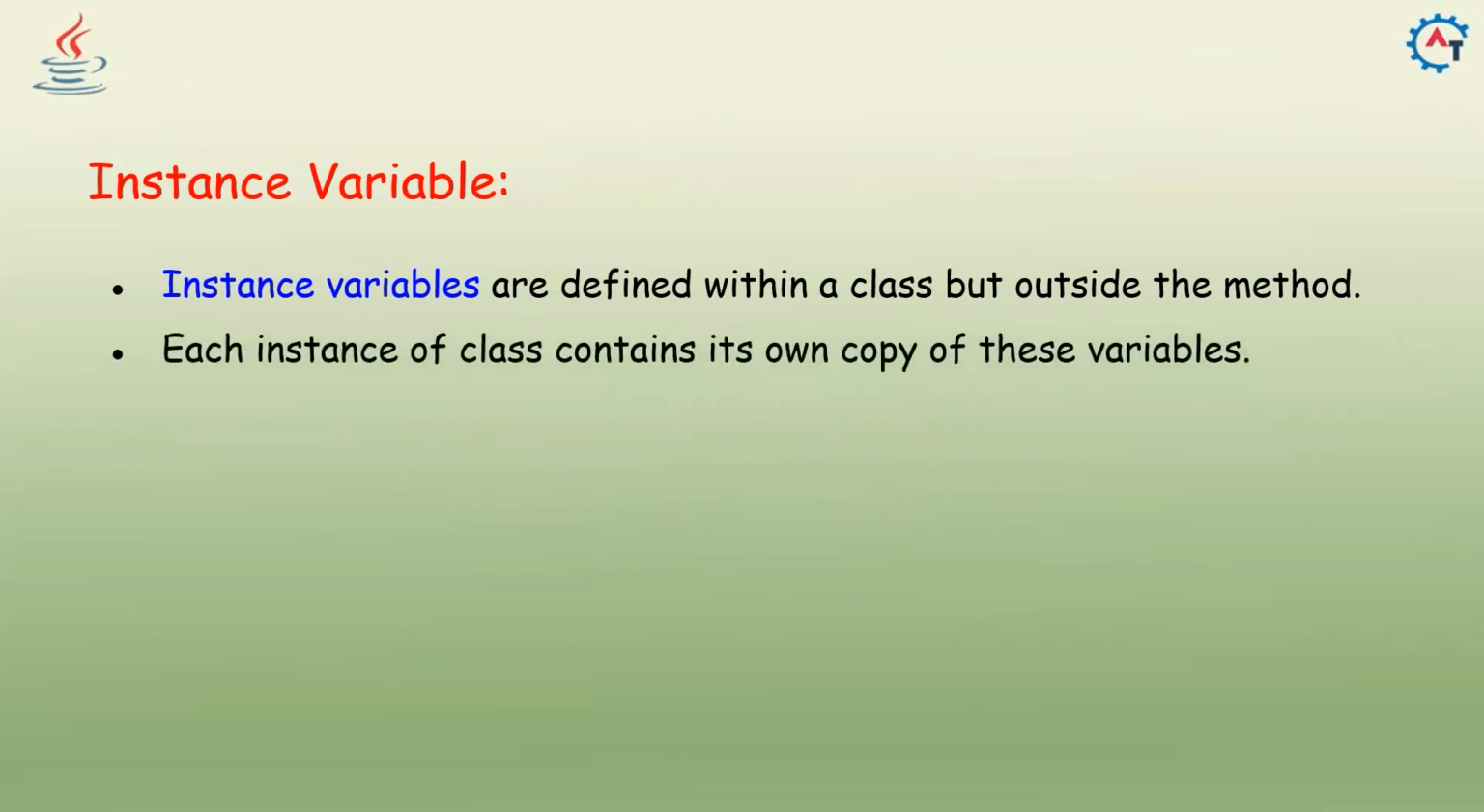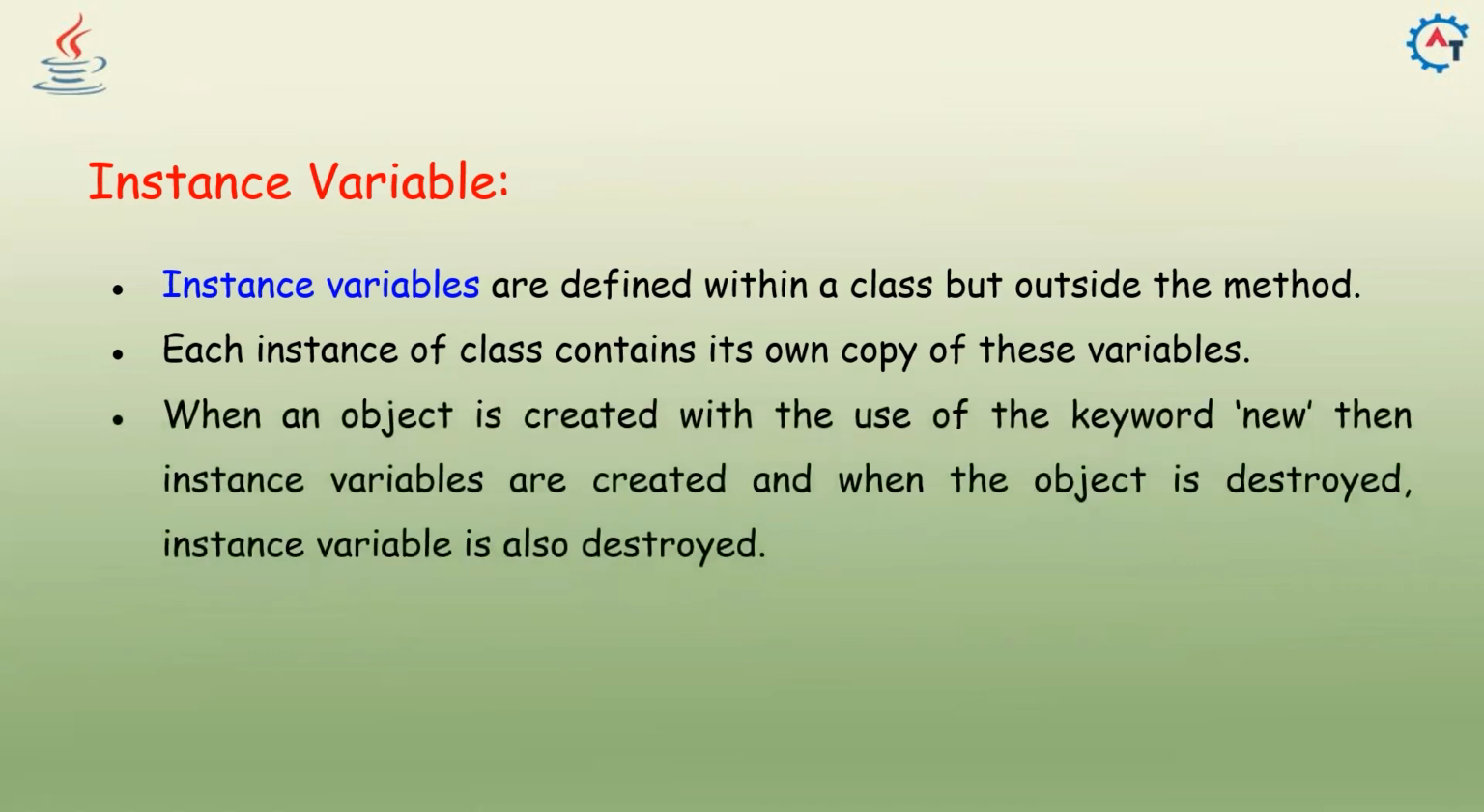Each instance of a class contains its own copy of these variables. So if you create an object, each object contains its own copy of these instance variables. When an object is created with the use of the keyword new, then instance variables are created. And when the object is destroyed, the instance variable is also destroyed. Okay. So these are class level, right? When you create an object, it will instantiate that variable. The moment you destroy the object, so these are associated with the object, right? So object destroyed means instance variables also get destroyed.